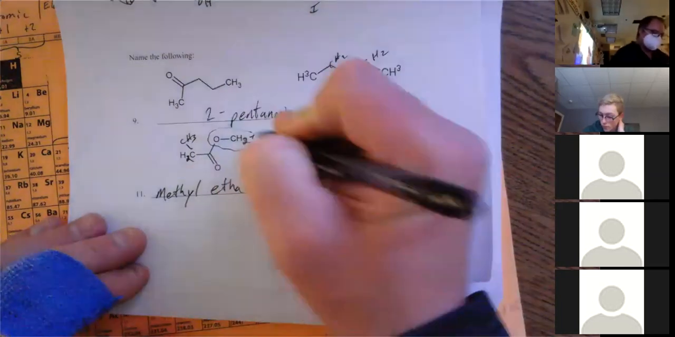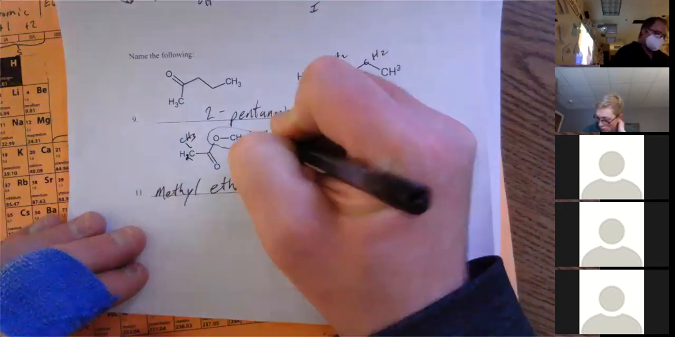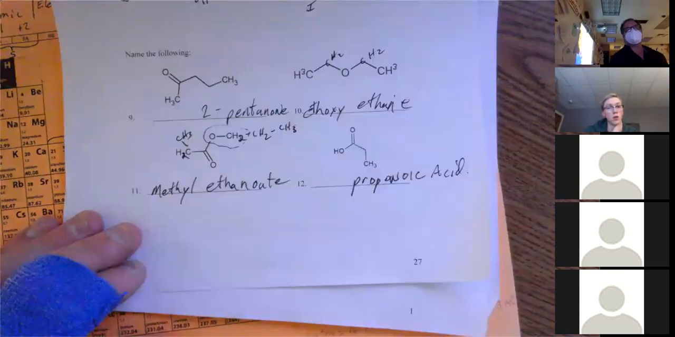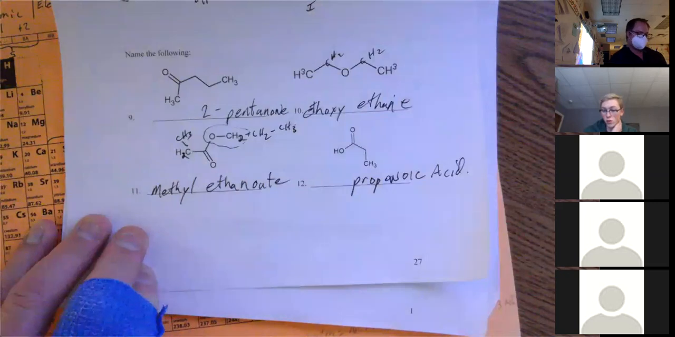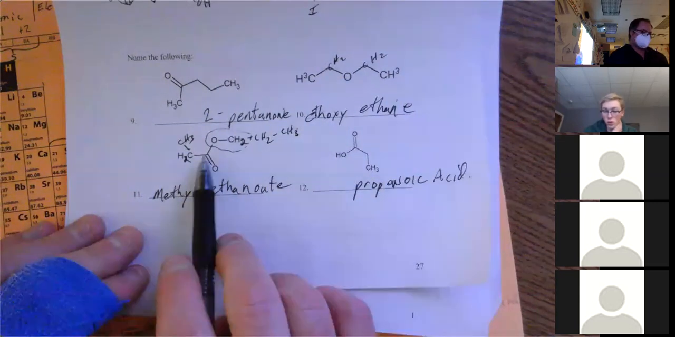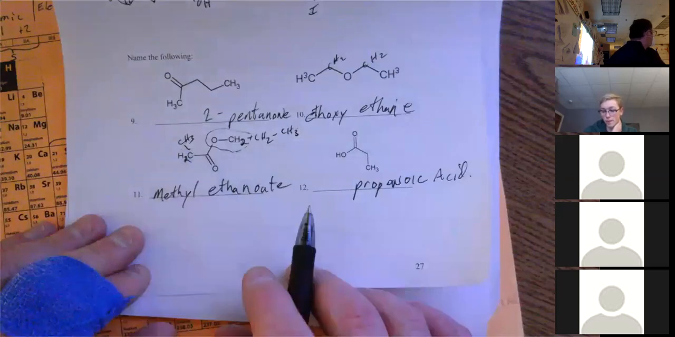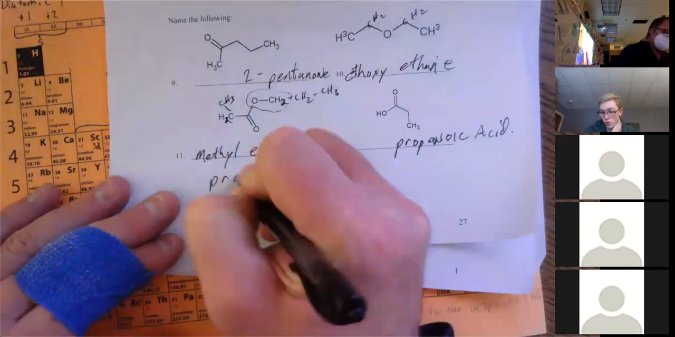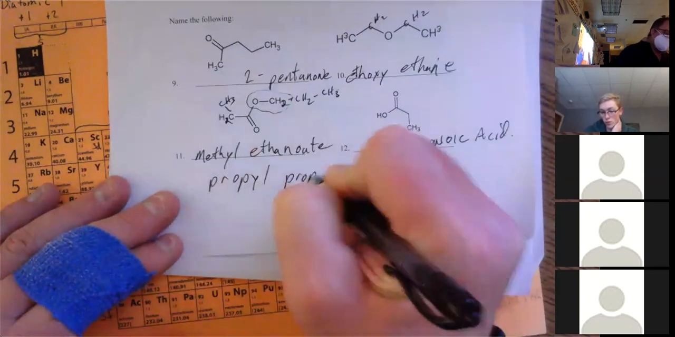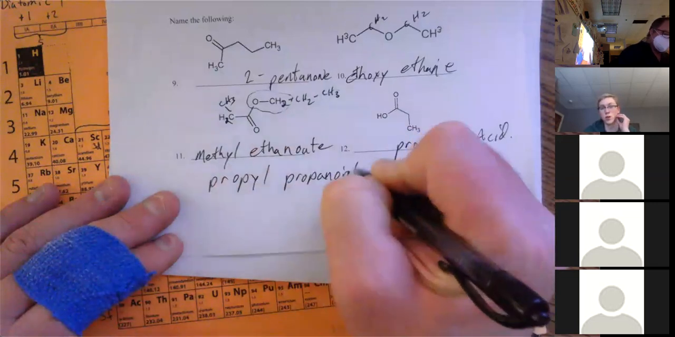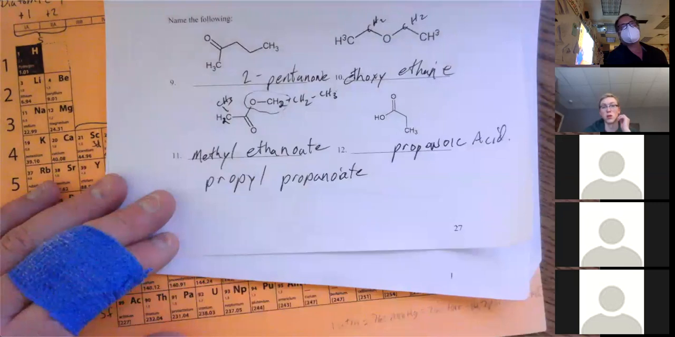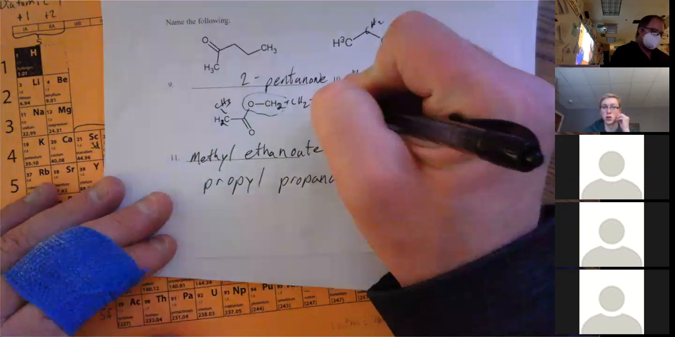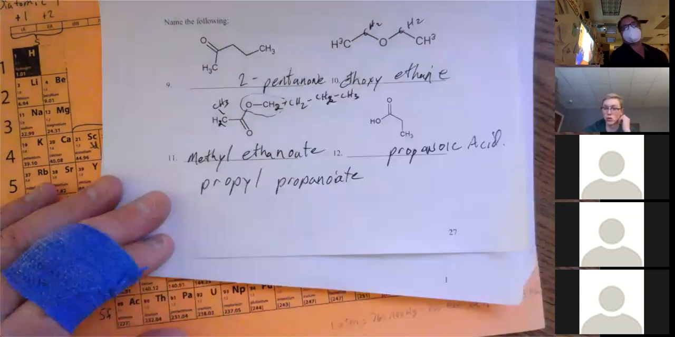Now if I change this, what would we call this now? Propyl propanoate. Wait, what happens if the chain attached to the single bonded O is like 4 carbons? That's the thing. That's why I did this. If we do that, then what?